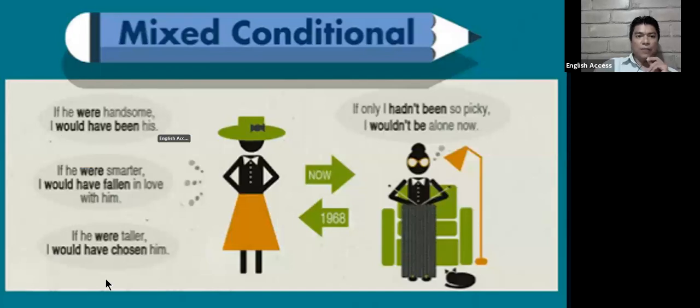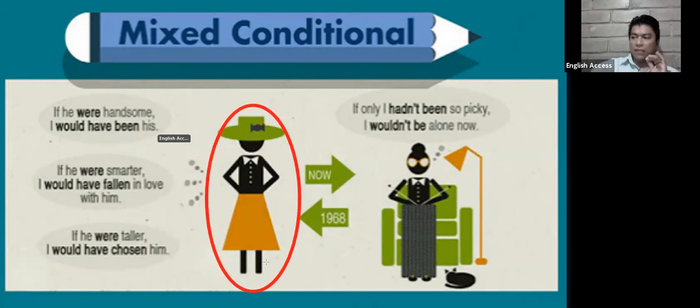I have some examples here. I didn't have enough time to make it very neat and clear, but let's go over it. This is a lady, a single lady. And these are the comments she told her boyfriends or her friends, men that wanted to be with her. And she said, no, I don't like you. You're not good enough. So she says, if he were handsome, I would have been his. So here we have, if he were, a present situation, would have been his, with a past result.